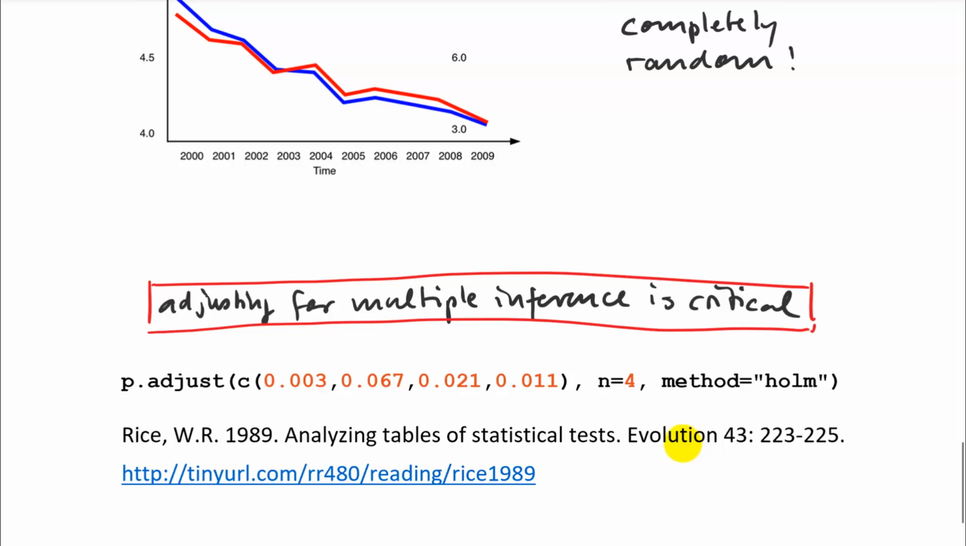This is actually a nice paper that describes how the sequential Bonferroni works. So it's in Evolution, it's written for biologists, so I don't cover it here, but if you're curious, this is actually quite easy to understand. And he also makes a very nice case on what to look out for when analyzing tables of statistical tests.